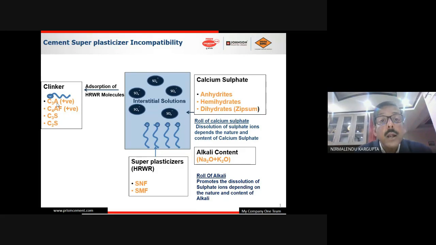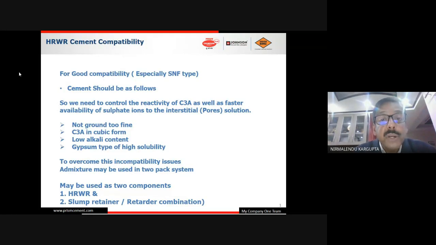So this is the technology happening inside the mixer, right? So for good compatibility, especially in SNF type, the cement should be as follows. We need to control the reactivity of C3A as well as faster availability of sulfate ions to the interstitial pore solution. Now it has been discussed. And to make the cement with admixture more compatible, the cement should not be too fine. C3A should be in cubic form. C3A may form in different shapes.